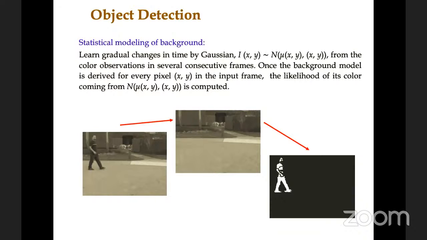This is a statistical modeling example of the background. You have an image, and then you try to separate out the human being from it. Because if the background is known, or even if it is not known to us, we identify the object, then we can try to separate out the background from the foreground.